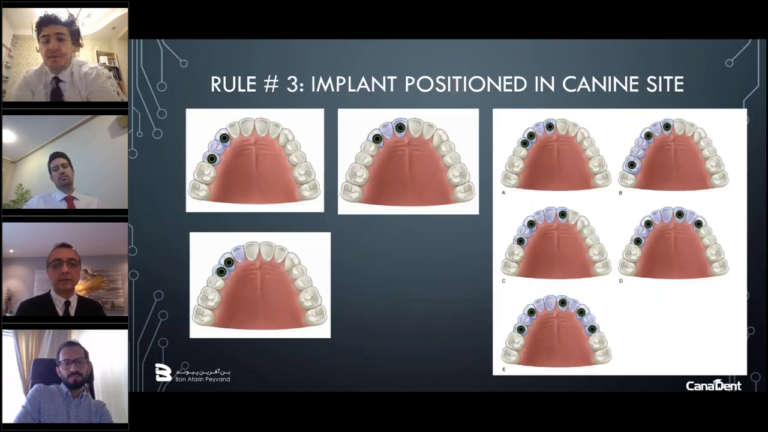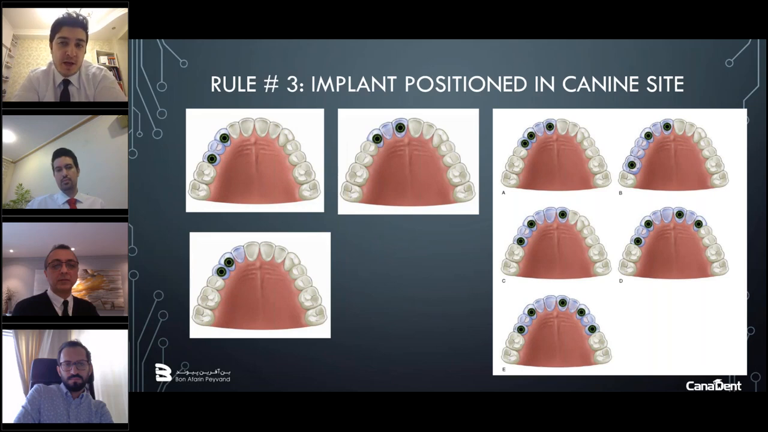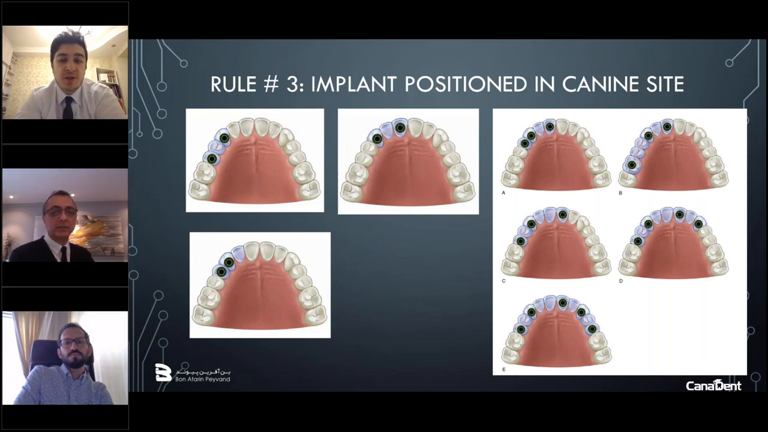Rule number three is implant position in canine site. It is an essential rule to always, always place implant in canine site. Because as you all know, the dental arch has a turn in canine region. And a lot of excursive motions are based upon canine, like the canine right occlusion module, which you are familiar with. So if you try to replace canine with a pontic, the amount of force that is put upon it will cause a lot of problems for us. So we must always try to put the canine implant there.